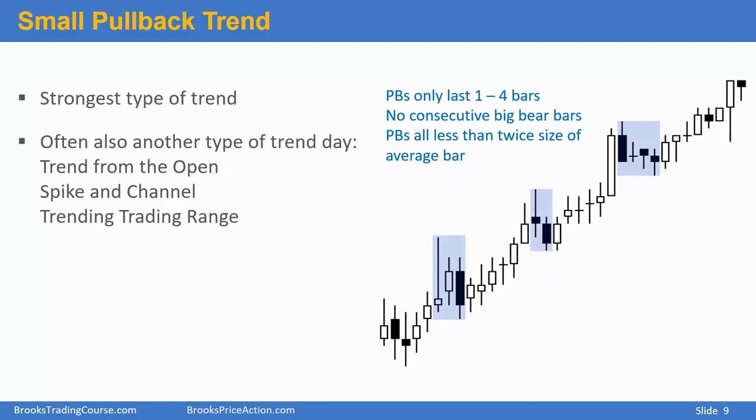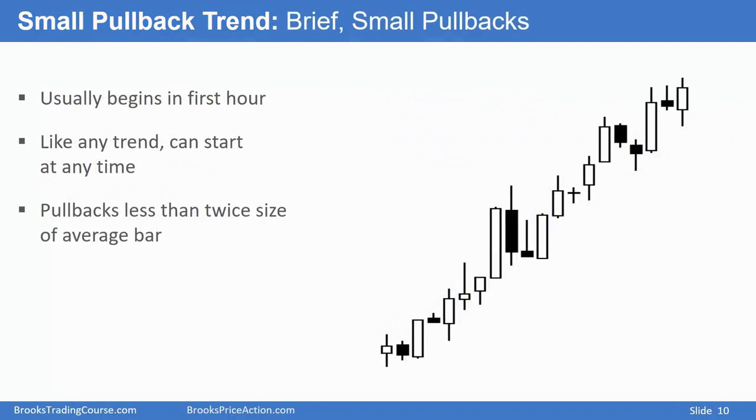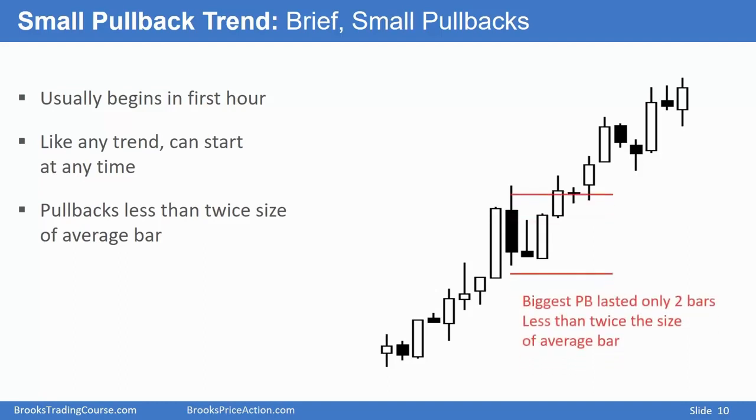So a pullback's just lasting a few bars, no consecutive big bear bars. The pullbacks are all less than twice the size of an average bar. While any type of trend can begin any time of the day, small pullback trends usually begin in the first hour or so. And again, the pullbacks are less than twice the size of an average bar.